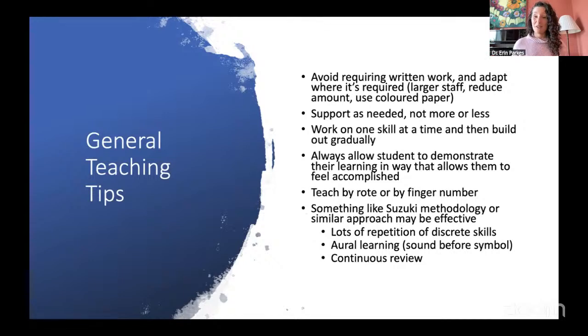Teach by rote or by finger number. I know sometimes we feel like teaching by finger number is a bit of a cheat, but sometimes these things that feel like a bit of a cheat are actually the support that we need to give our students. There's some research that demonstrates that something like the Suzuki method or similar may be effective. Suzuki is quite regimented. So there's a lot of repetition of discrete skills, working on little bits over and over to really get good at the movement and all of that.